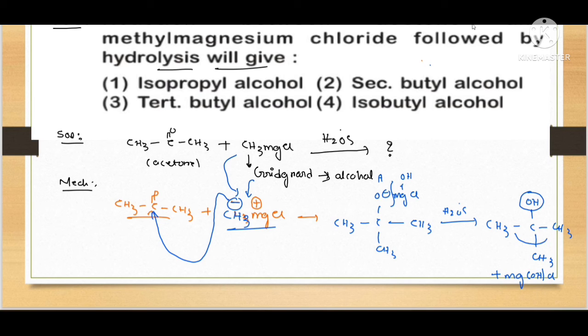We already discussed that when an aldehyde or ketone reacts with a Grignard reagent, it forms alcohols. Here this alcohol is a tertiary alcohol. Why? Because there is no hydrogen on the carbon; the carbon is attached to 3 methyl groups and an OH group. This molecule is called tertiary butyl alcohol. Okay. So our option 3 is our answer.